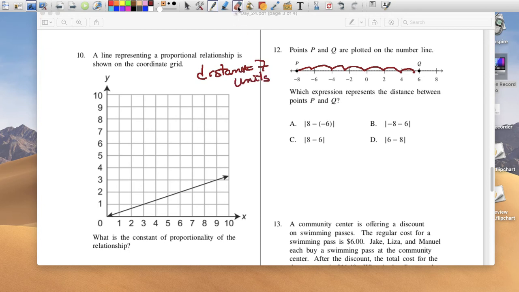Well, true if the number line was going by 1s, right? But it's not, it's going by 2s. So this should count as 2 units. Another 2 units of 4, 6, 8, 10, 12, 14. So the actual distance is 14. So now you have to come over here and figure out which one of these four actually equals 14.